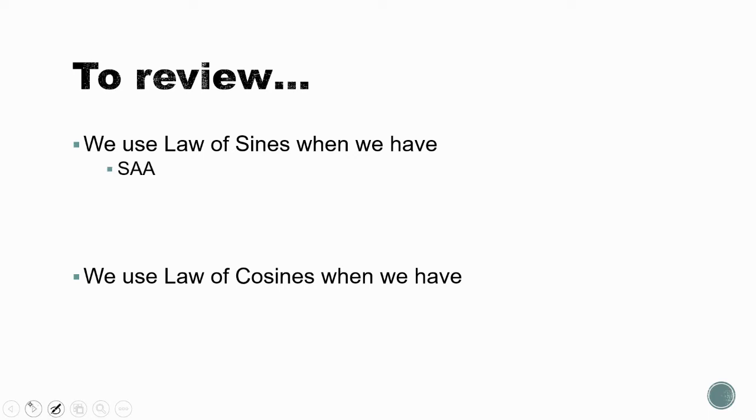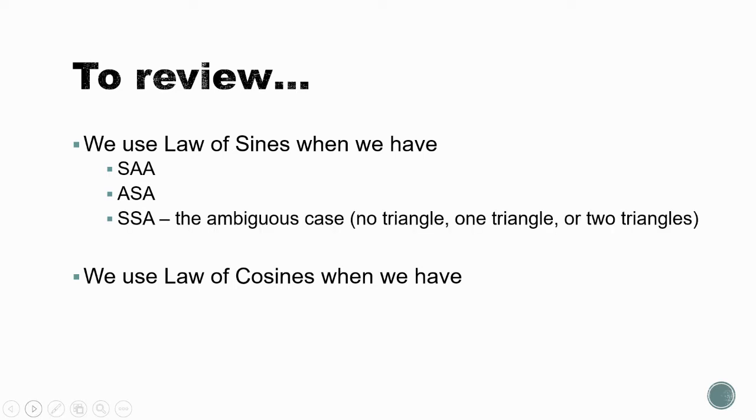Those combinations would be if we have a side and two angles with that side not included, if we have a side and two angles with it being included, so it's angle, side, angle, or if we have two sides and the angle not included. Remember, that situation creates the ambiguous case where you could have either no triangle, one triangle, or even two triangles.